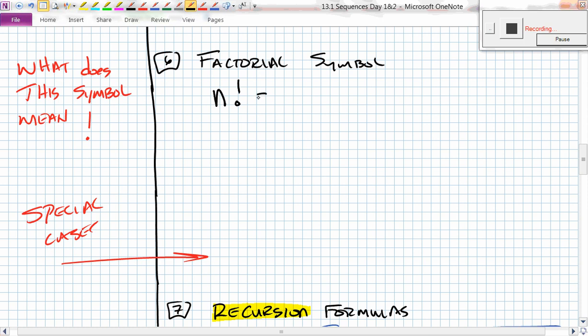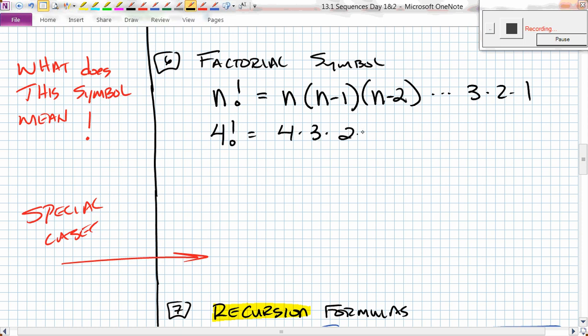What does that actually mean? Anybody know? N, all the numbers before it. What's right before n? N minus 1. What's before that? N minus 2, all the way down until you get to 1. So as an example, 4 factorial is 4 times 3 times 2 times 1.